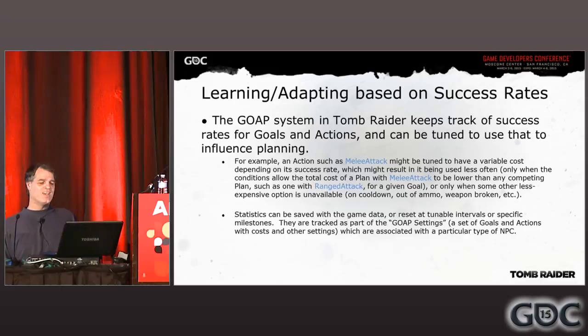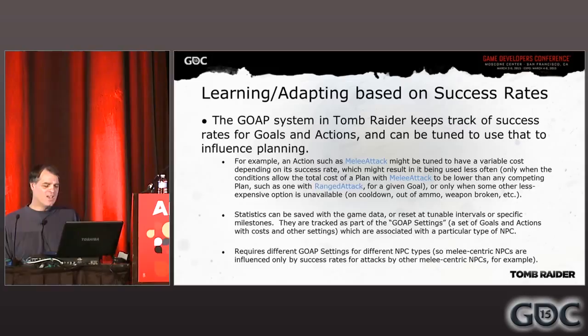And also we want to make sure that they're tuned to specific types of NPCs, so they're attached to the GOPE setting. So an NPC that has a set of goals and actions that are primarily aimed towards ranged attacks will have different statistics from one that has goals and actions primarily for melee attacks. We also require different GOPE settings for different NPC types because of this, like I mentioned.